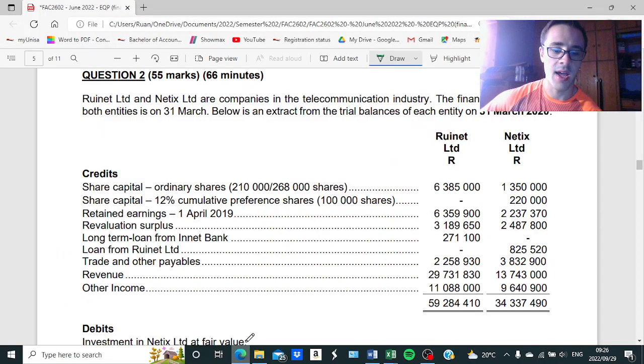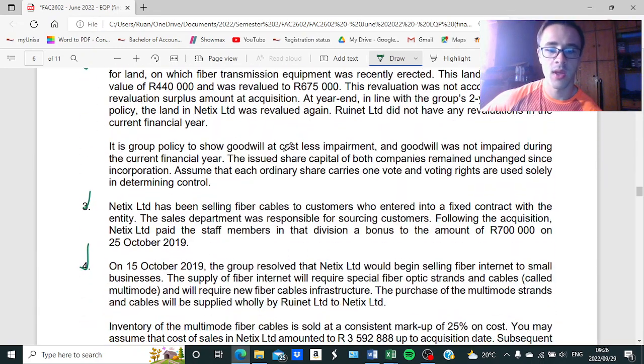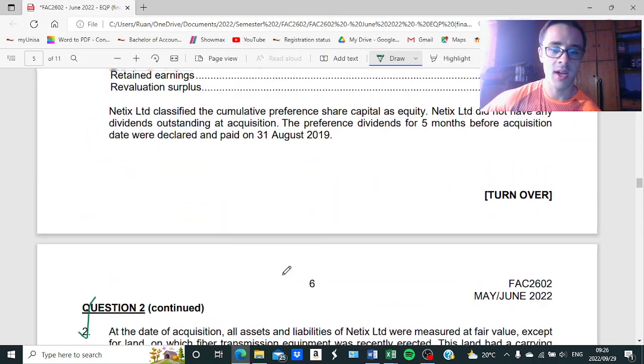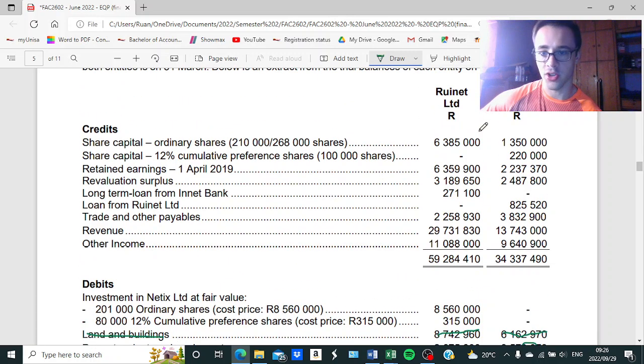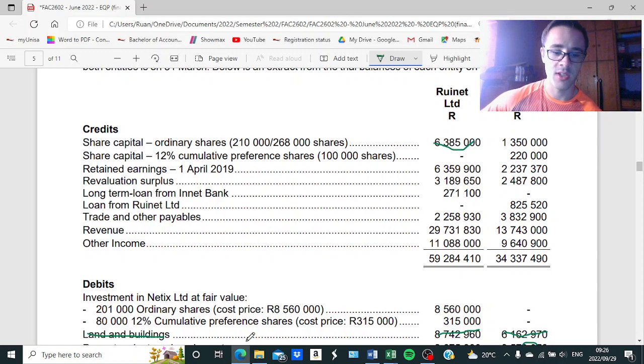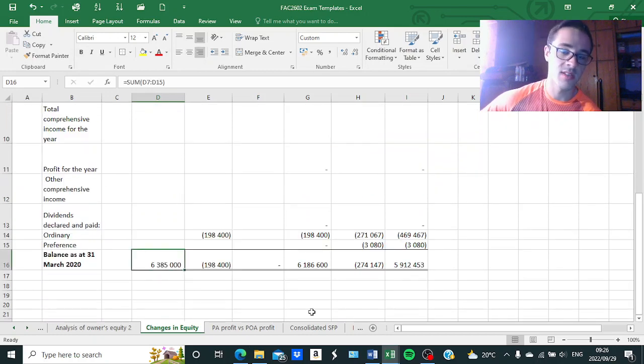And if you look at point 2 again, remember that the issued share capital of both companies remained unchanged. So the opening balance will remain unchanged, or this will also be the balance at incorporation of Renet Limited. So there's no change to this amount right here. Okay, so we just input it as the opening balance, and it will also be the closing balance on the 31st of March 2020.